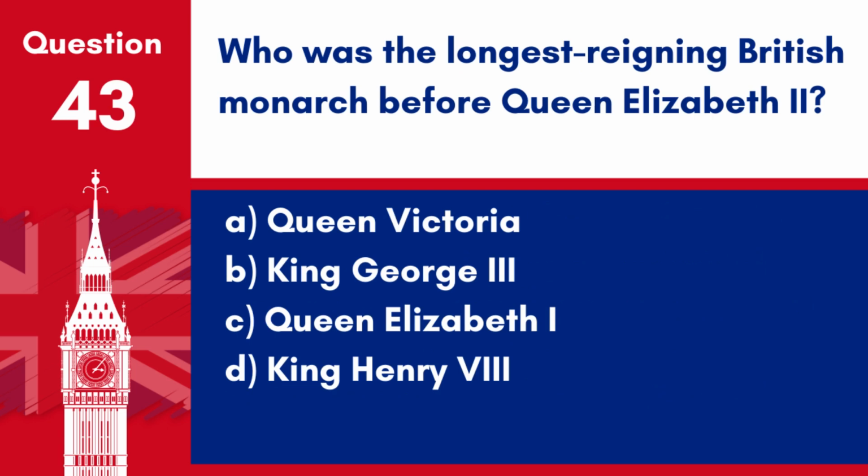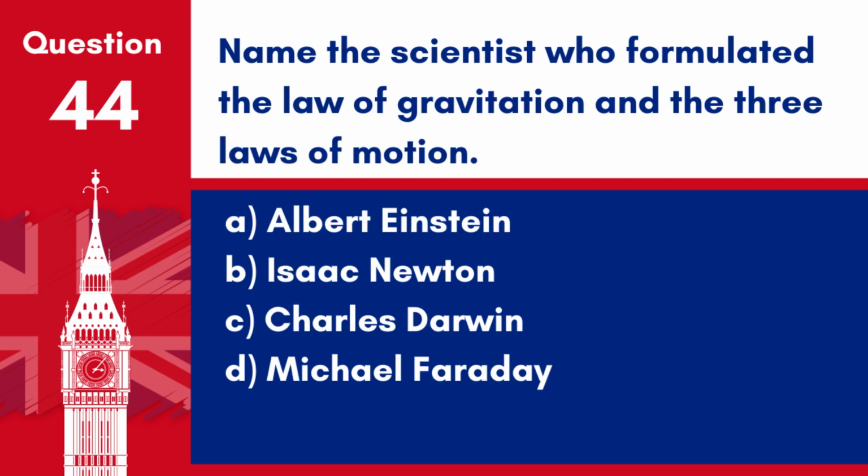Question 43. Who was the longest reigning British monarch before Queen Elizabeth II? A. Queen Victoria. B. King George III. C. Queen Elizabeth I. D. King Henry VIII. Answer: A. Queen Victoria. Queen Victoria was the longest reigning British monarch before Queen Elizabeth II, reigning from 1837 to 1901. Question 44. Name the scientist who formulated the law of gravitation and the three laws of motion.